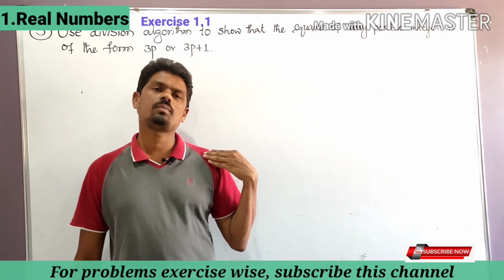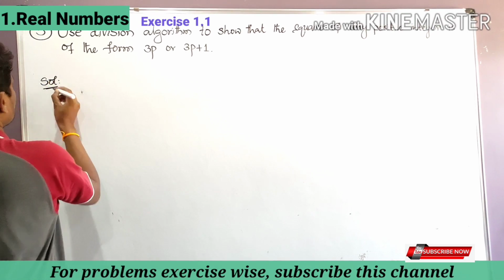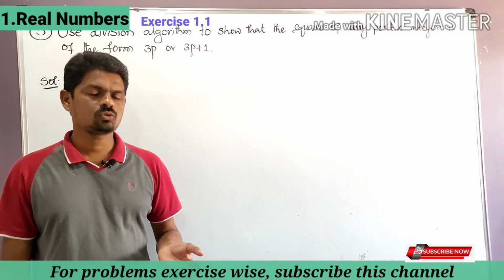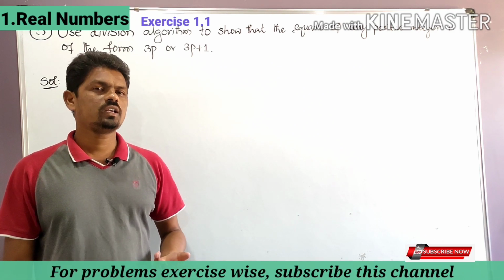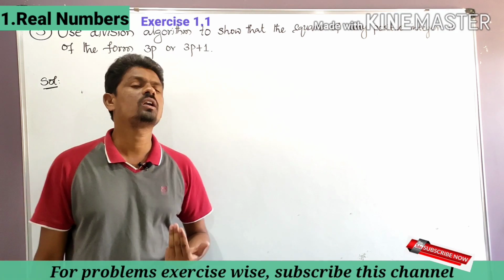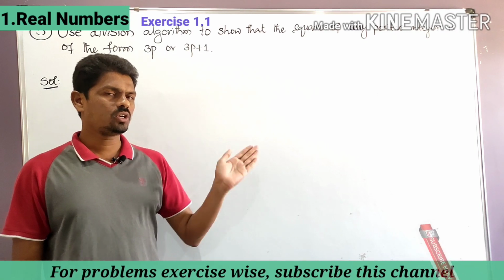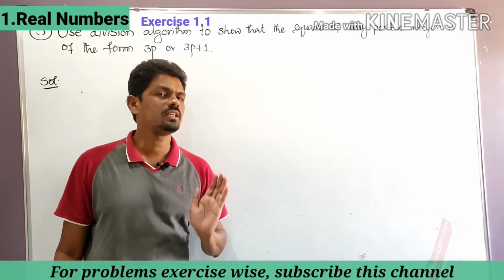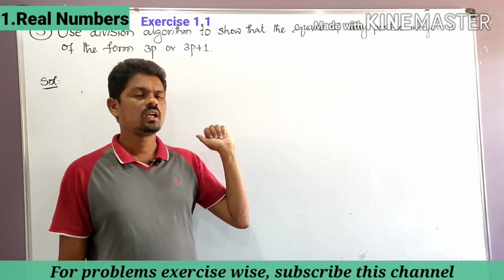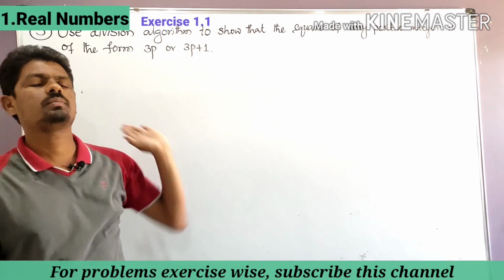So now you have to solve the problem. See student, how to write the solution. We have to solve this using Euclid's division lemma. See here what it is: for any two positive integers a and b, there exist two more positive integers q and r such that a is equal to b into q plus r, where the condition is 0 is less than or equal to r is less than b. Student, using Euclid's division algorithm, we have to show that the square of any positive integer is of the form 3p or 3p plus 1.